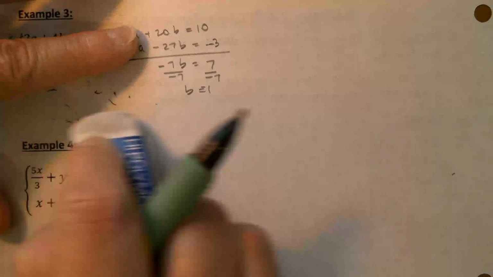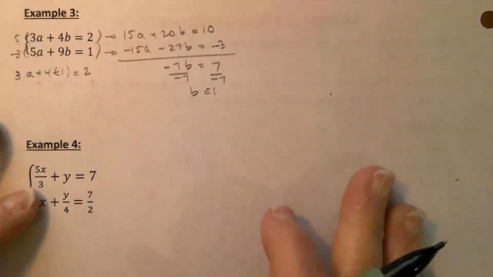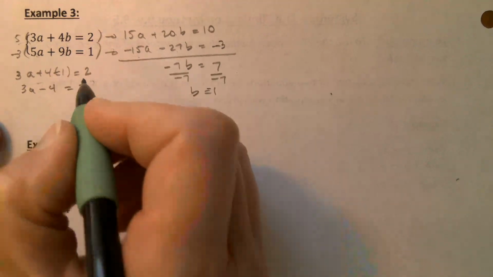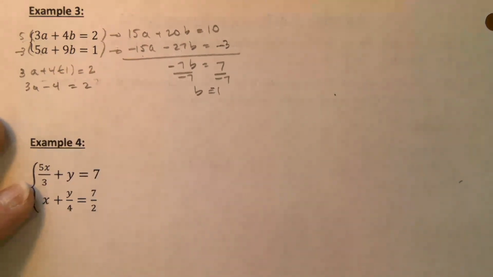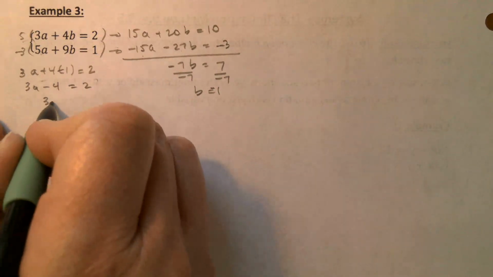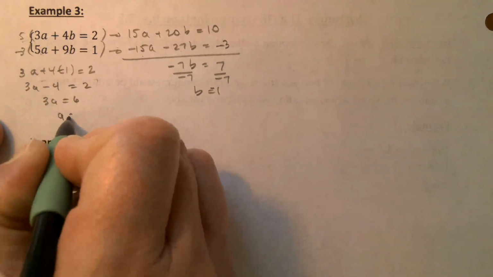Okay, it's those signs that get us every time. All right, so this becomes 3a minus 4. Now, that doesn't mean that you won't ever have a fraction. It just means that, let me just go back and check because we don't like having fractions. So this becomes 3a equals 6. This makes more sense. A is equal to 2.